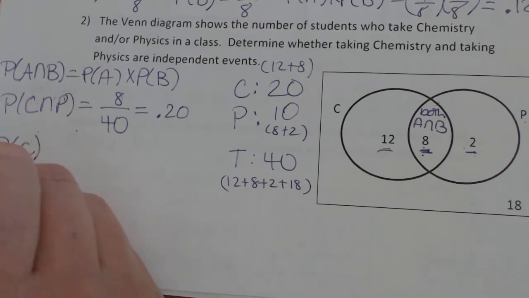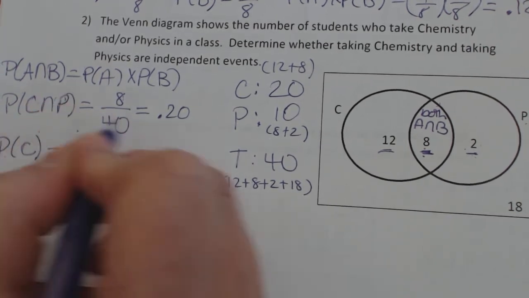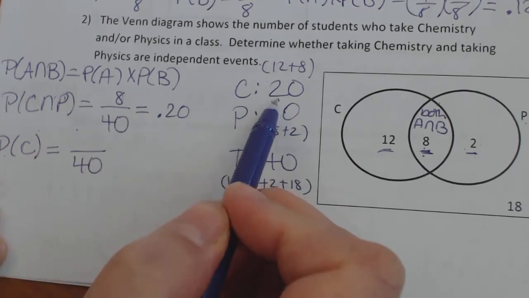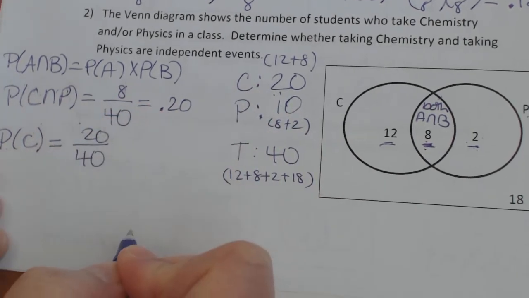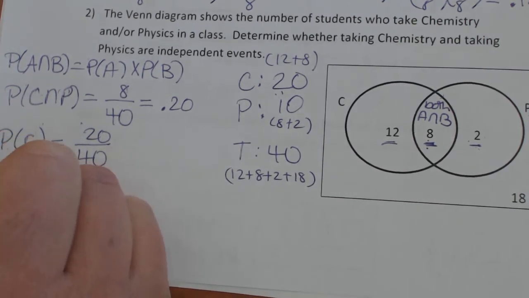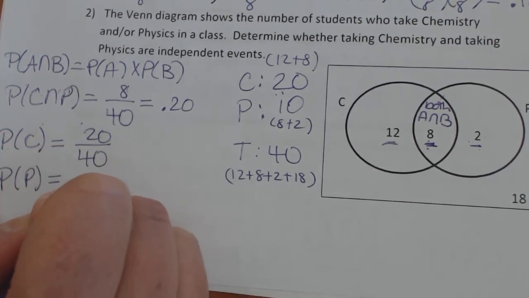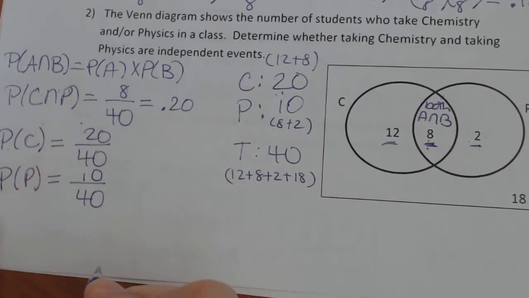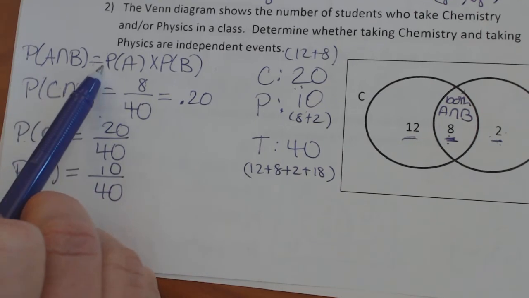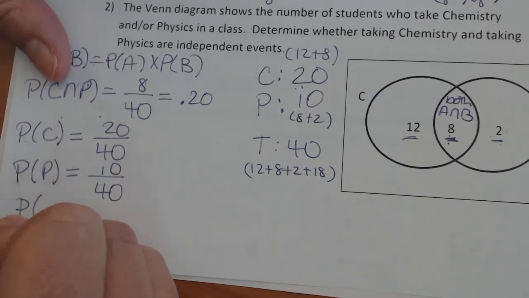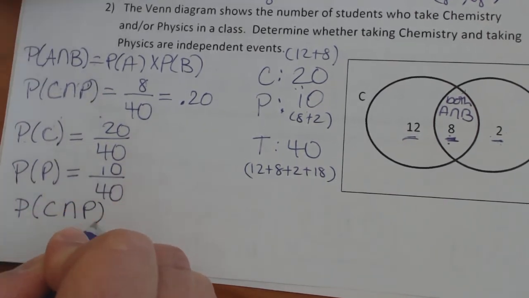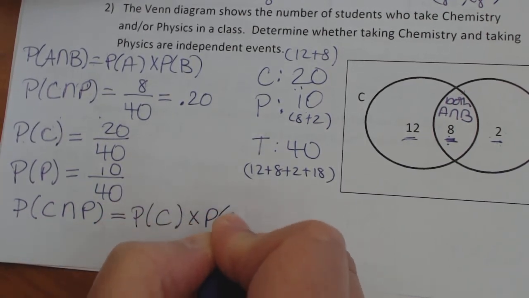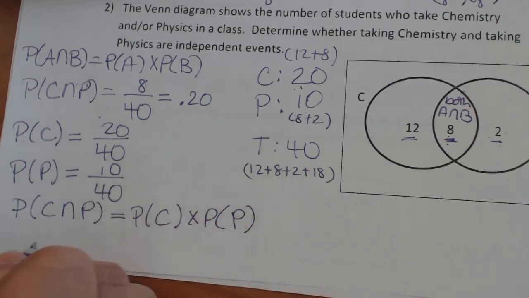Okay. So let's find the probability of chemistry. So the probability of chemistry, remember we have 40 total students. This is where this total comes in handy. This is going to be 20. Probability of the students taking physics, again, out of 40, and we're going to look how many take physics altogether, and that's 10. So now let's use our rule here, and let's find, does the probability of students taking chemistry and physics equal the probability of students taking chemistry times the probability of students taking physics?